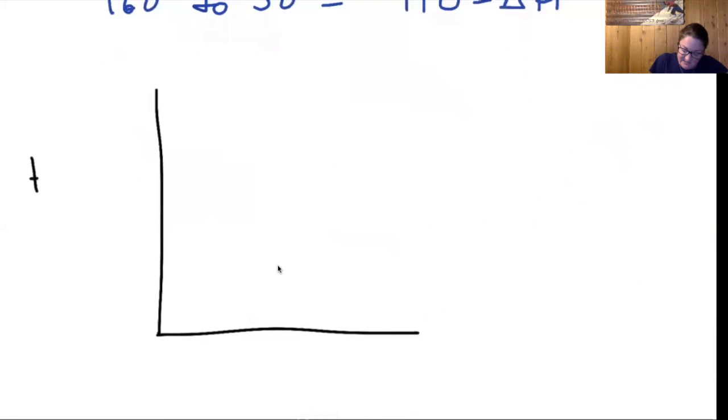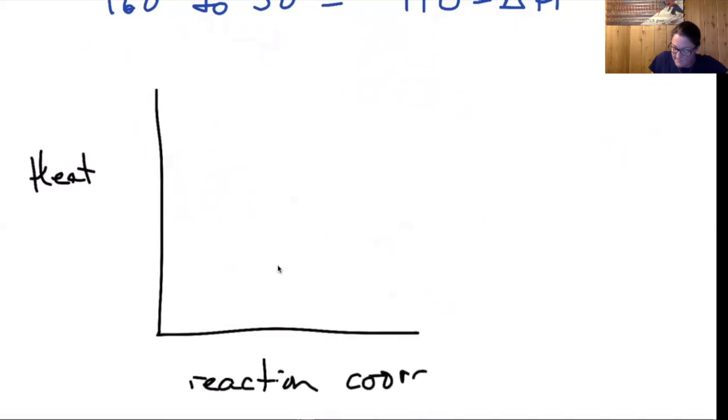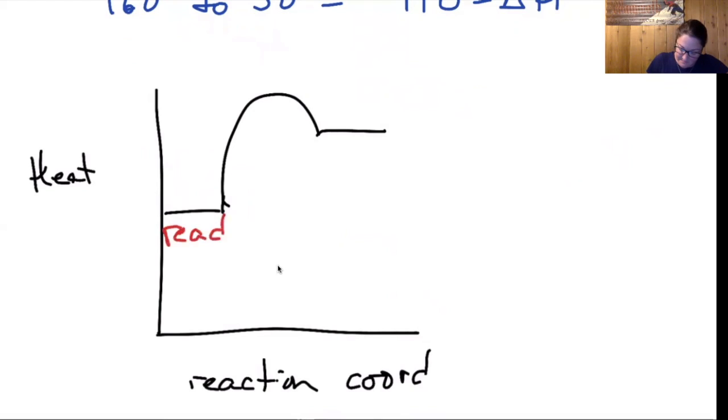The axes are still heat and reaction coordinate. The difference here is we're going to end up at a higher position than we started. So as we proceed from the reactants to the products, we're going to put in more energy than we get back out.